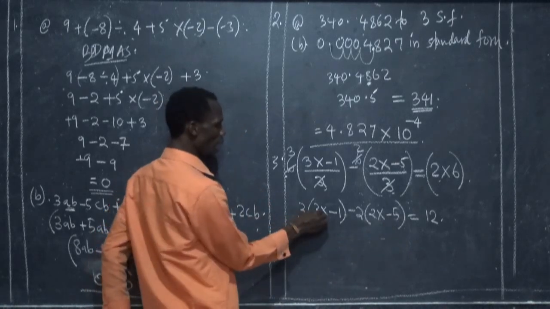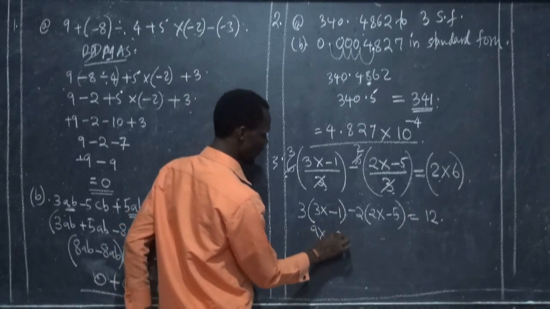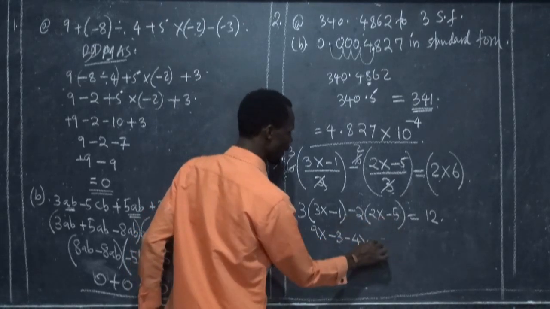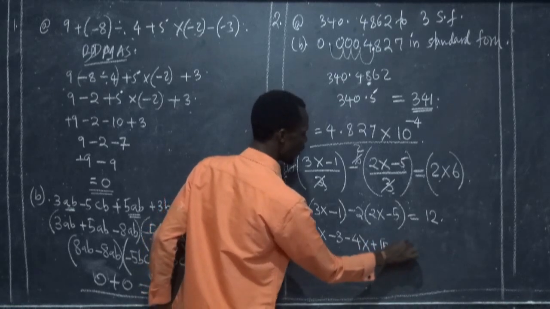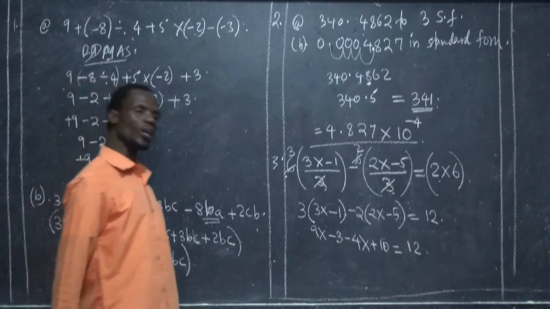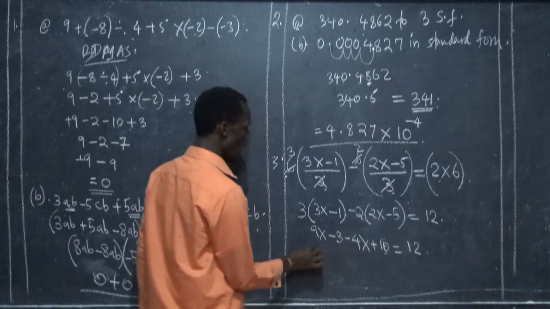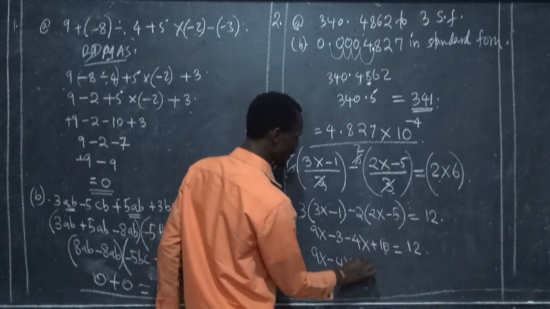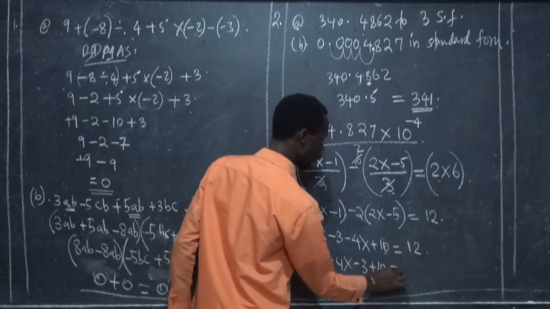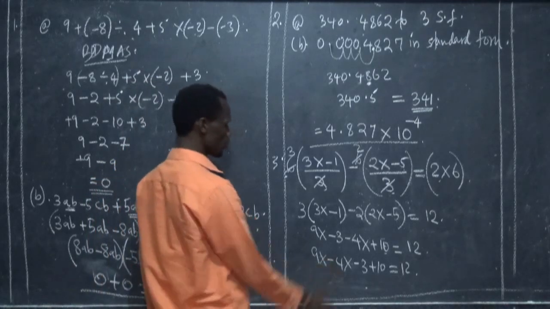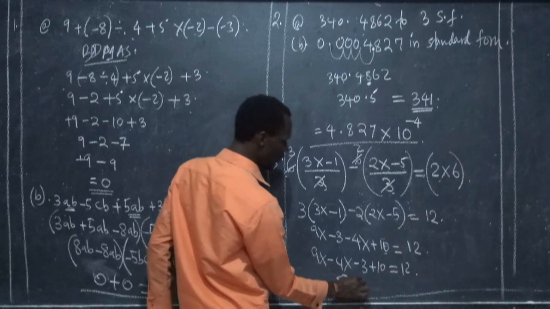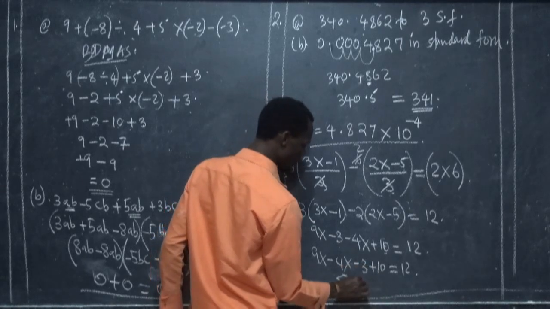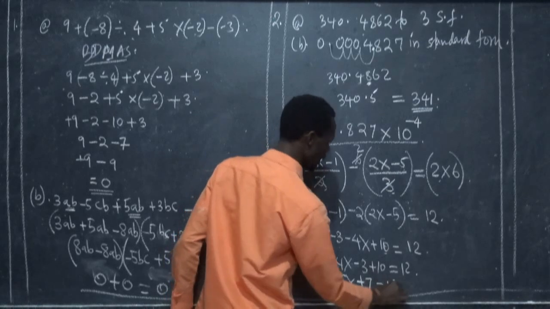Now this is 3 times this one, we have 9x. Then minus 3. Then negative times positive we have negative 4x. Then negative times negative we have positive 10. Is equal now to 12. Now what you have to do here, you collect the like terms. Now we have 9x, then minus 4x. Then negative 3 positive what? 10. Is equal to what? To 12. 9 minus 4, it is 5x. Now, negative 3 positive 10, positive 7. Is equal now to 12.